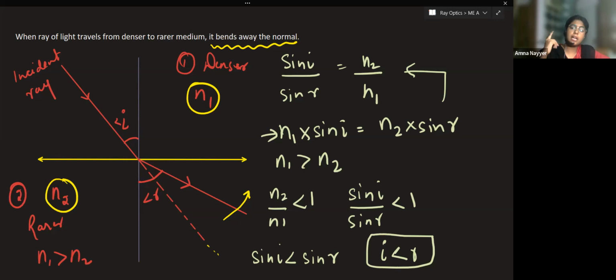Because the next topic that we'll do, a major and very important topic, will be total internal reflection. For that, you have to have this concept. Note it down, then we'll do the other case, if it is from rarer to denser. All right, copy it down quickly.